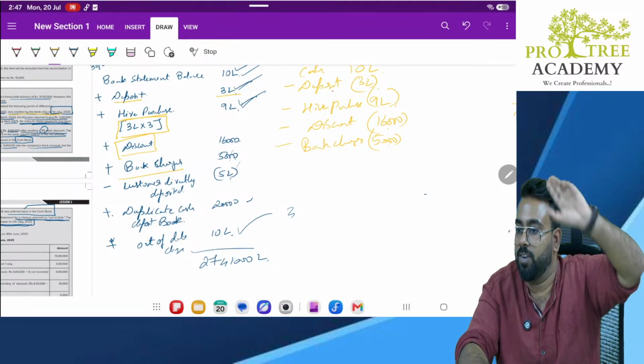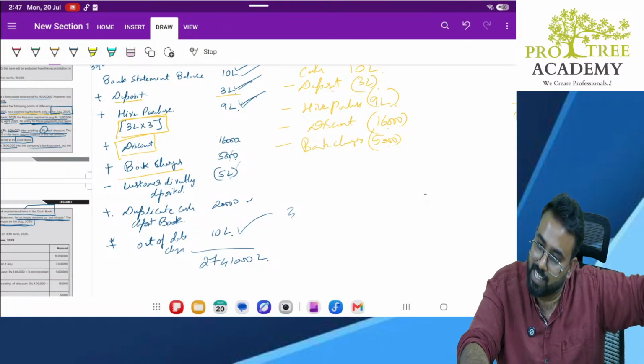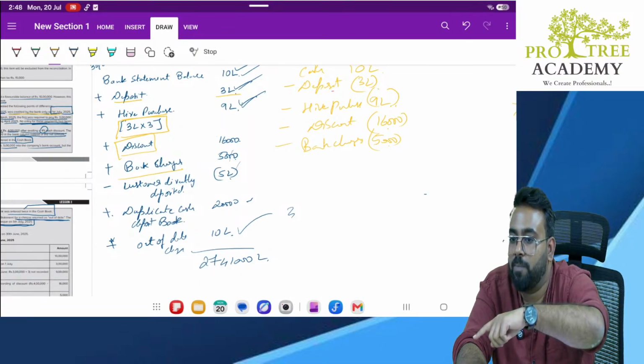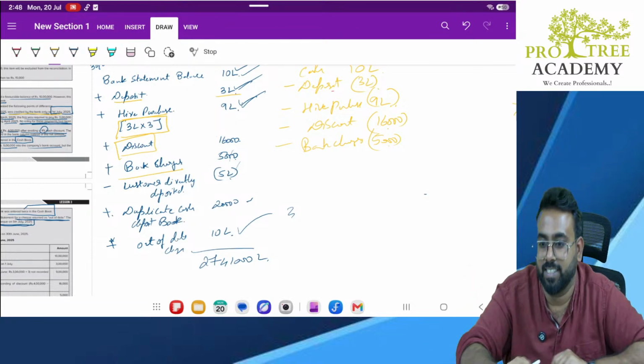Sir, when we start from bank balance and try to match it to cash balance, that time the cashier has done the mistakes. But when we start from cash balance and try to match it with bank balance, the banker has not done the mistake. We are rectifying our mistakes.